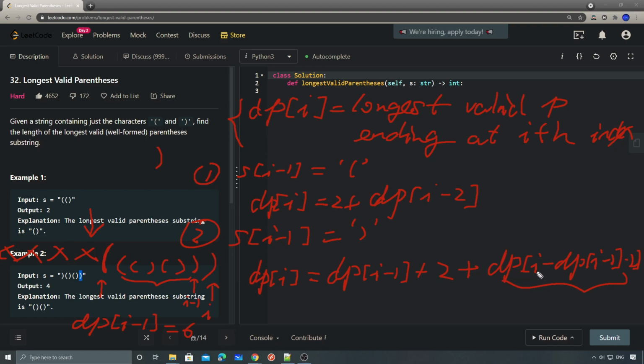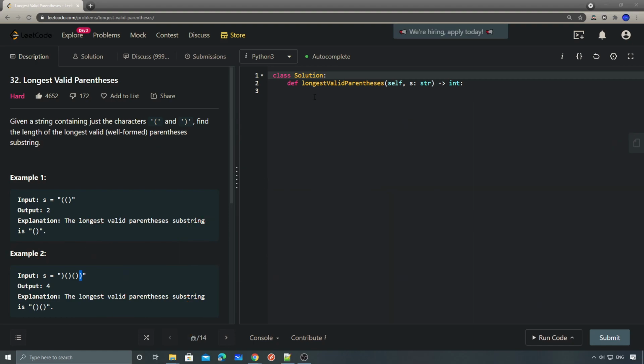This one is dp[i - dp[i-1] - 2]. So that's how we get the state transition function for those two scenarios. And cool, so let's try to code this DP solution first.